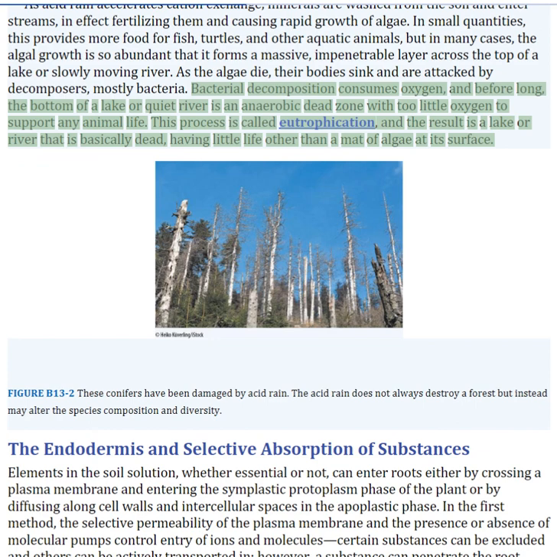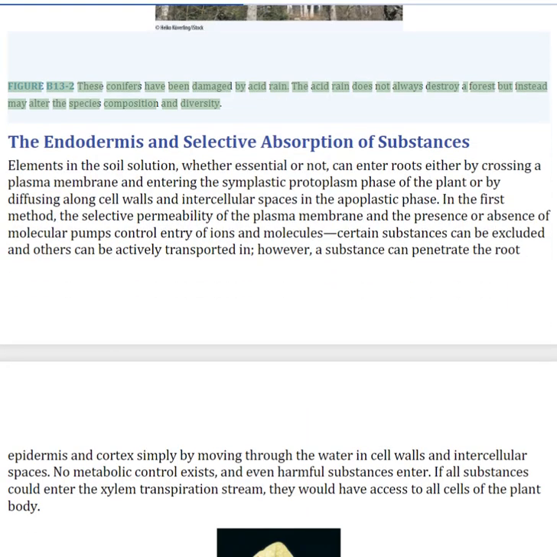Bacterial decomposition consumes oxygen, and before long, the bottom of a lake or quiet river is an anaerobic dead zone with too little oxygen to support any animal life. This process is called eutrophication, and the result is a lake or river that is basically dead, having little life other than a mat of algae at its surface. Figure B13: these conifers have been damaged by acid rain. The acid rain does not always destroy a forest but instead may alter the species composition and diversity.